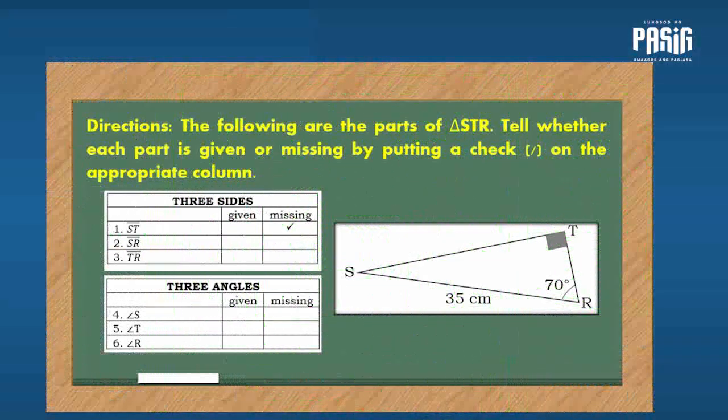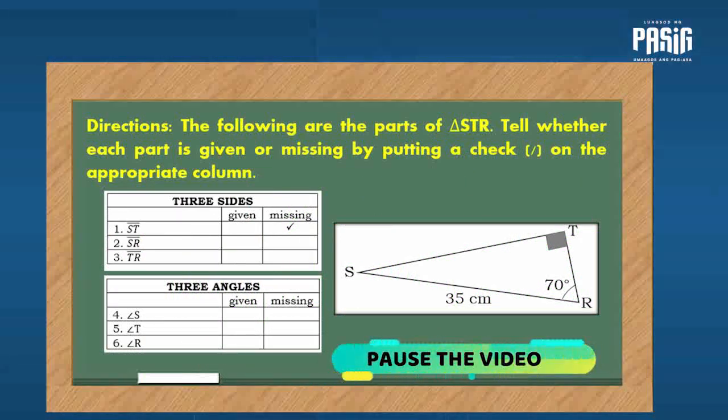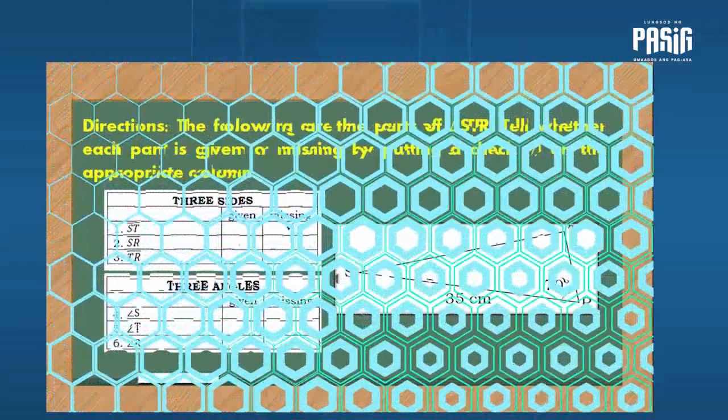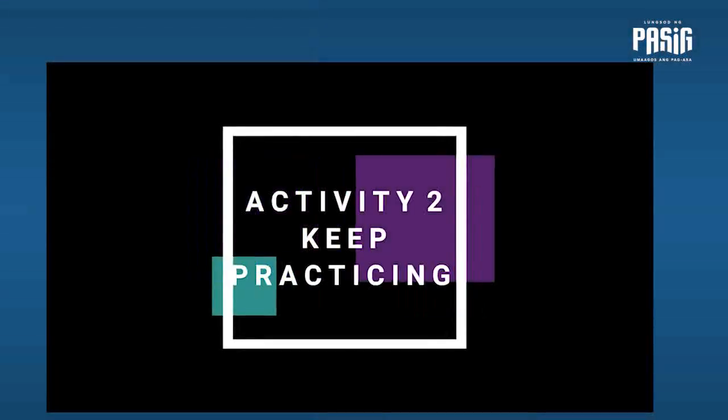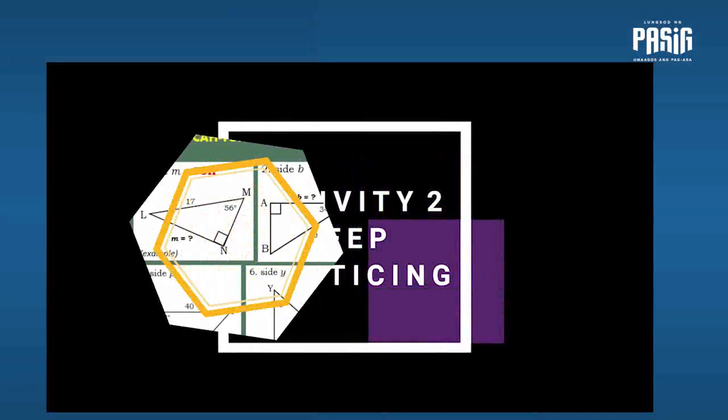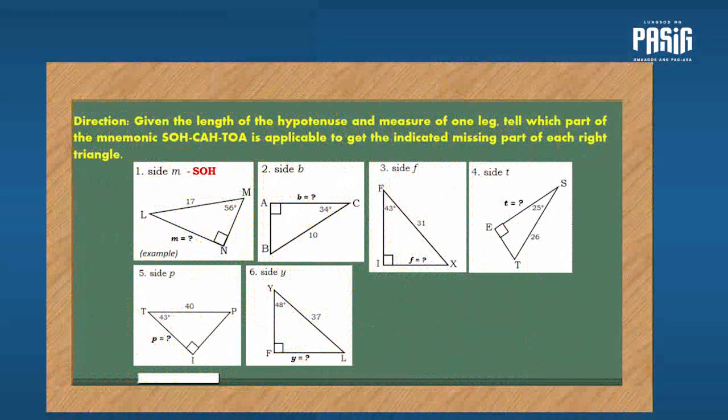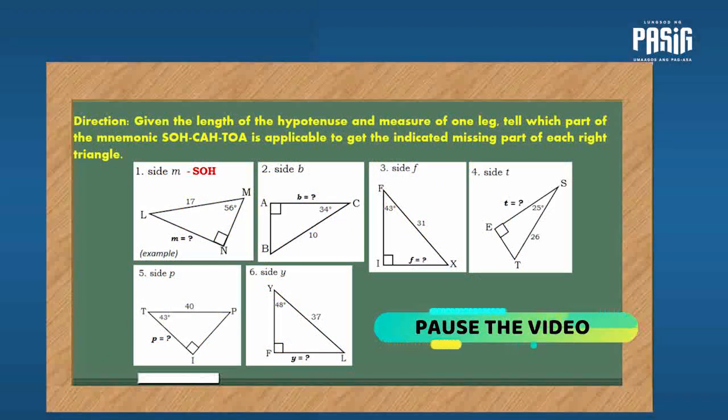The following are the parts of triangle STR. Tell whether each part is given or missing by putting a check on the appropriate column. Given the length of the hypotenuse and measure of one leg, tell which part of the mnemonic SOHCAHTOA is applicable to get the indicated missing part of each right triangle.